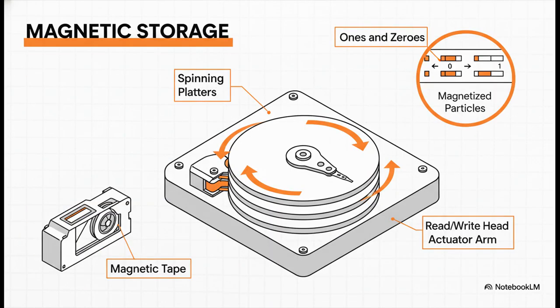Next up, we've got magnetic storage. This is the classic, the real workhorse. If you were to open up a traditional hard disk drive, an HDD, you'd find these spinning platters that look a bit like tiny records. A little arm with a read-write head zips across them, magnetizing tiny sections to represent all your ones and zeros. Magnetic tapes, which are often used for huge backups, work on pretty much the same principle.